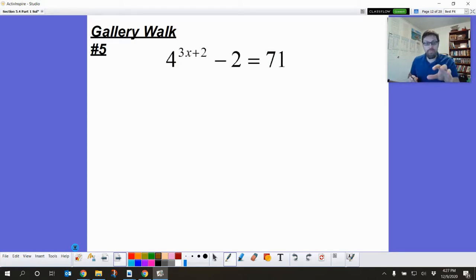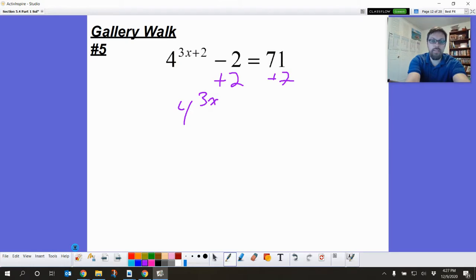Now, before I do that, that -2 is going to get in the way. It's going to make what's inside of my ln kind of gross. So let's just get rid of it. Let's get rid of that -2 before we take the ln of both sides. So I'm going to add a 2, add a 2. So we get 4 to the 3x plus 2 equals 73.